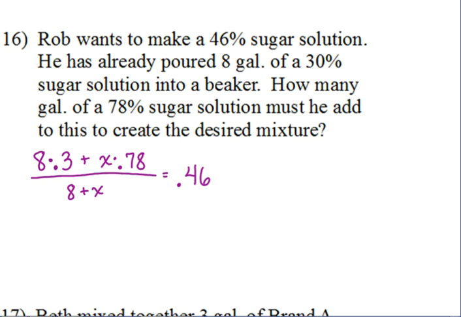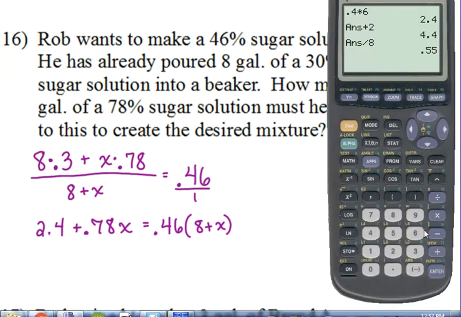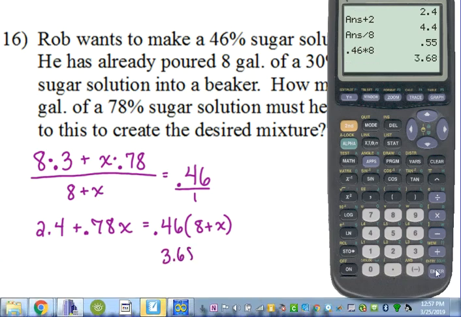So it's kind of a rational equation here, we just don't have a fraction on the right side, but that's okay. Technically, if you really want to get in that frame of mind, just put it over 1. So if you cross multiply, you've got 1 times the stuff that's on top, so 8 times 0.3 is 2.4 plus 0.78x is equal to, we need to multiply the 0.46 times 8 plus x. So we need to distribute. 0.46 times 8 is 3.68, and we have 0.46x.